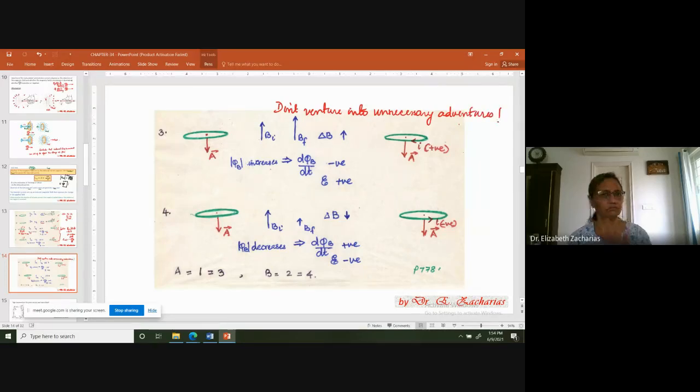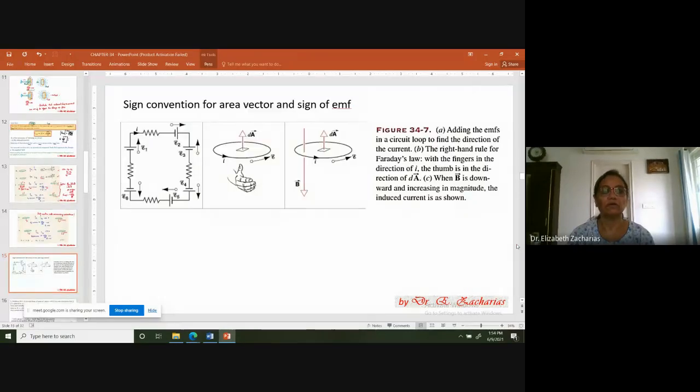Nothing wrong with what I have done there. But why do you want to make your life complex by doing this? Always be smart, deal with positive numbers. Dealing with positive numbers means keep your area vector parallel to B. So whatever I said is what is given here.